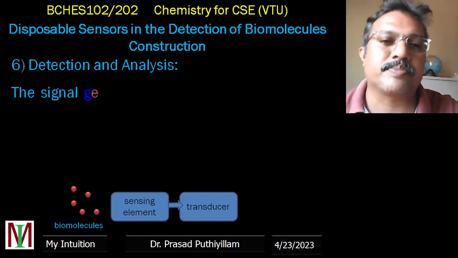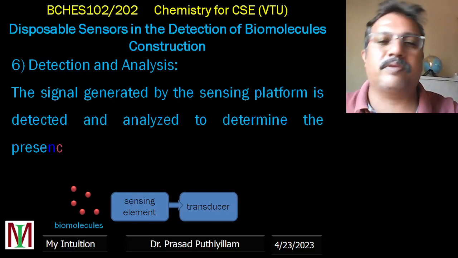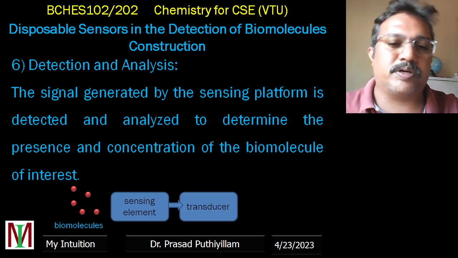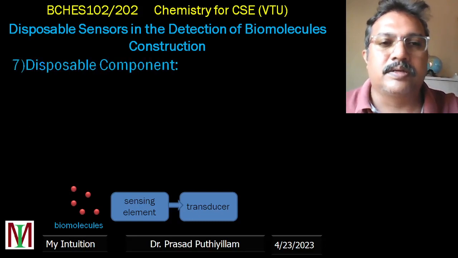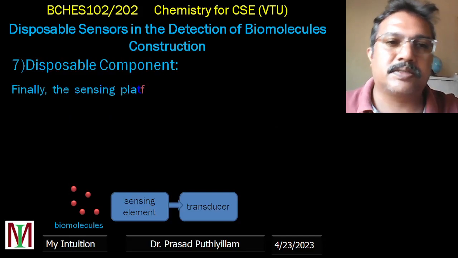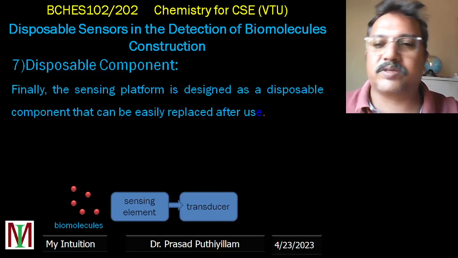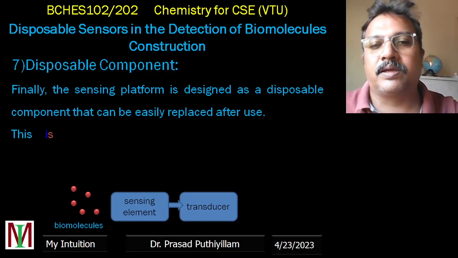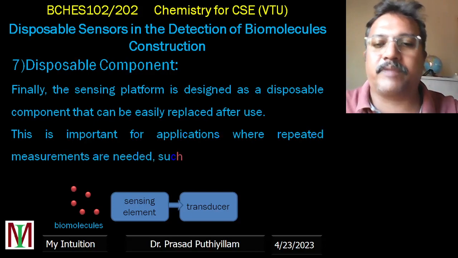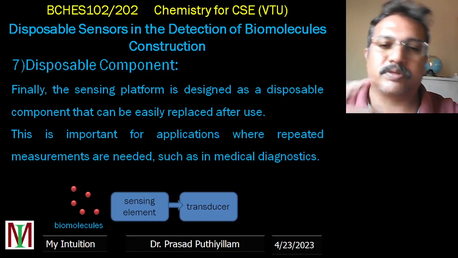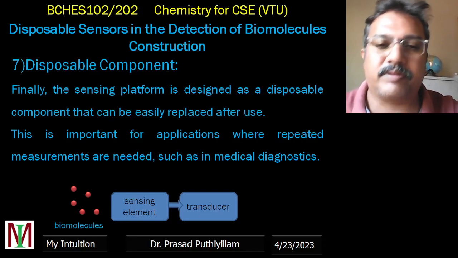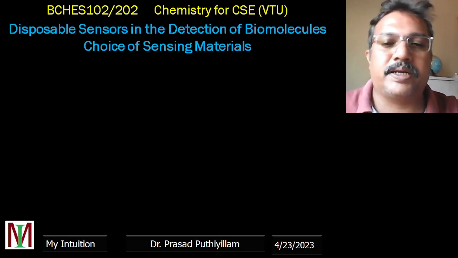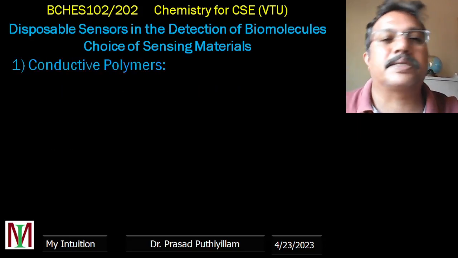Detection and analysis. The signal generated by the sensing platform is detected and analyzed to determine the presence and concentration of biomolecules of interest. Disposable components. Since the name itself says it is a disposable sensor, it has to be easily detached from any other material which is the supporting framework. It should be easy to remove, and it also has to be easily replaced.